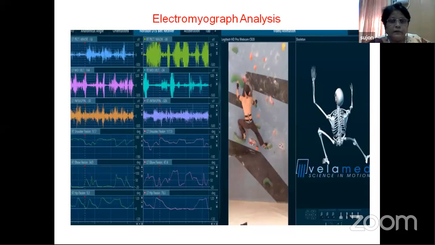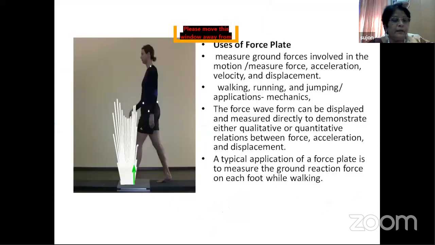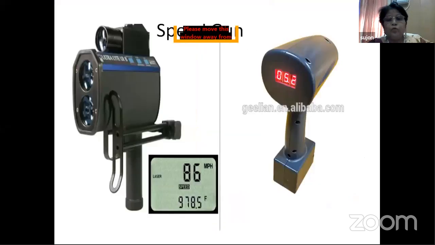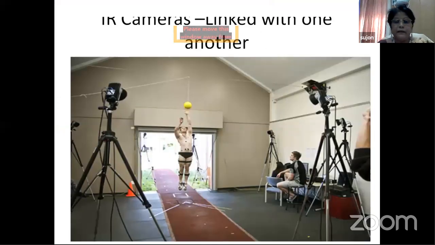And some more, next please. We have one more slide, I think. This is a force plate, which measures the force exerted on it, and based on that the acceleration and the velocity of the run and the takeoff. For all those movements, the force plate is widely used. And we have the speed gun, and you could see the force plate and the speed gun. The next one is the isokinetic machine. And on the next slide, you could see the IR cameras.